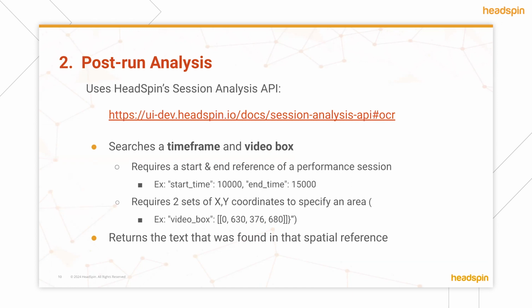for validation tests. The second method is post-run analysis. This does use our API, so you'd run a curl request with some information. From a performance perspective, this will be the fastest way to do this type of analysis. In this method, we can provide a time reference and XY coordinates for the request. We don't want to search the entire video. There's a certain portion of the test where we want to start the search, and then an end for it.